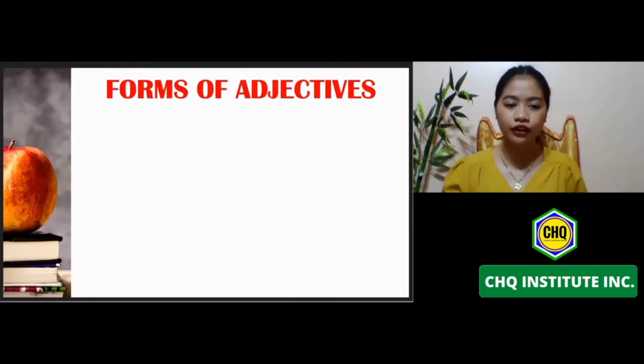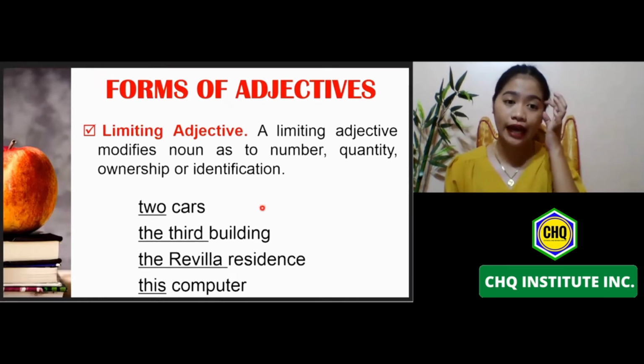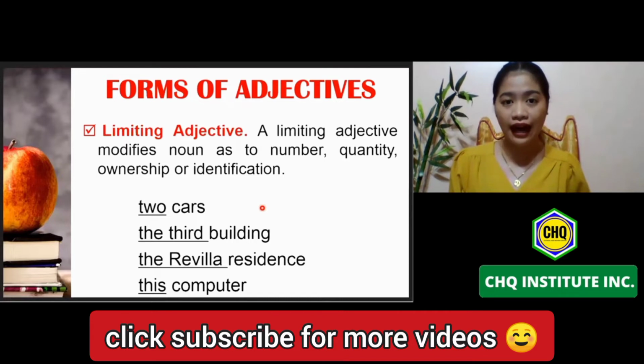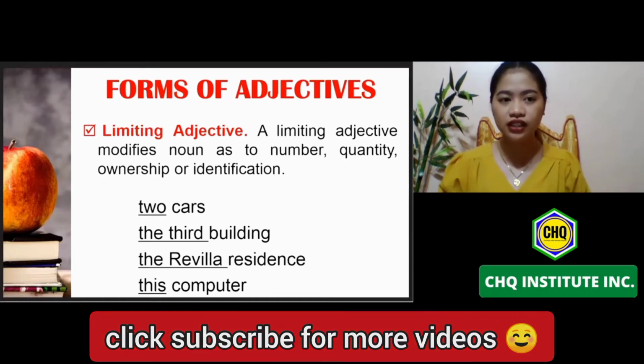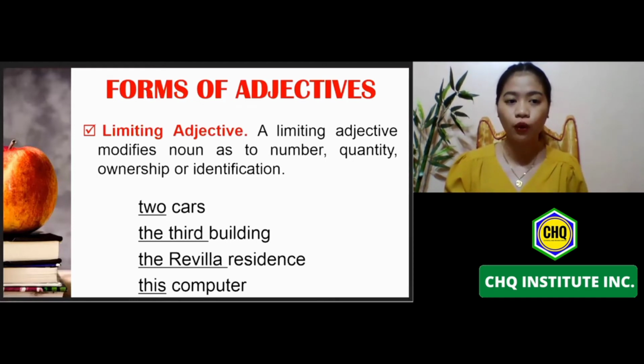Okay, before we proceed on the next form of adjective, let me explain first what are the different types of limiting adjective. One of the types of limiting adjective is what we call articles, such as the article a, the article an, and then the article the. So when we say articles, the words a, an, and the, these are limiting adjectives. Why? Because it tells us that the speaker or the writer is referring to a specific thing.